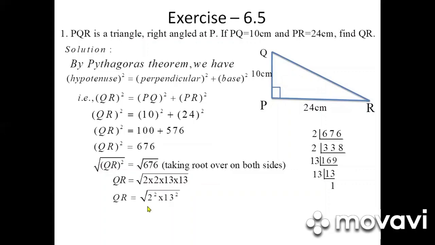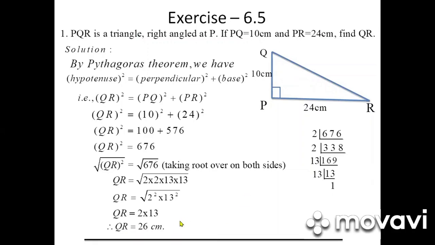2 into 2 means 2 square. 13 into 13 means 13 square. Here the squares are removed when root is taken. So QR is equal to 2 into 13. Therefore, QR is equal to 26 centimeter. Here, in this right angle triangle, the length of the hypotenuse QR is 26 centimeter.